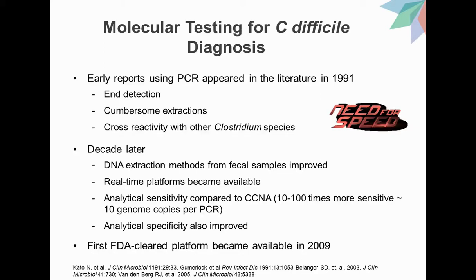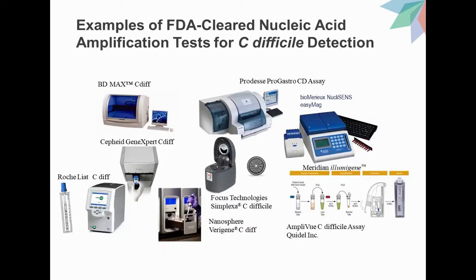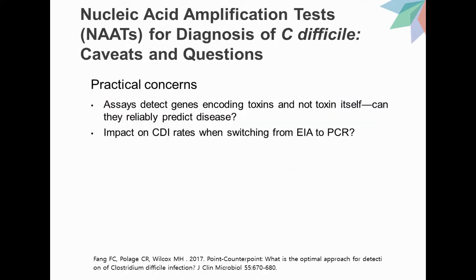We had real-time platforms which became available, and the analytical sensitivity of PCR compared to CCNA was much higher, 10 to 100 times more sensitive, for example, in many studies. The analytical specificity also improved. The first FDA-cleared platform became available in 2009, and this was the BD GeneOhm assay, and we did implement this assay in our clinical laboratory. Now, however, we have this embarrassment of riches, as demonstrated on this slide. The last time I looked at this, there were more than 13 FDA-cleared nucleic acid tests available for the detection of C. difficile toxins in stool.